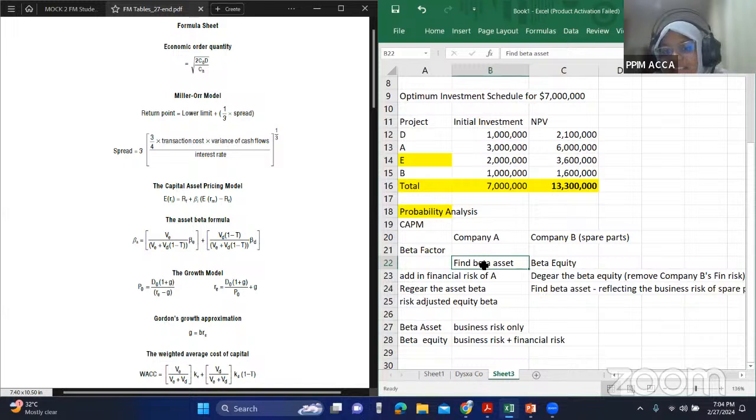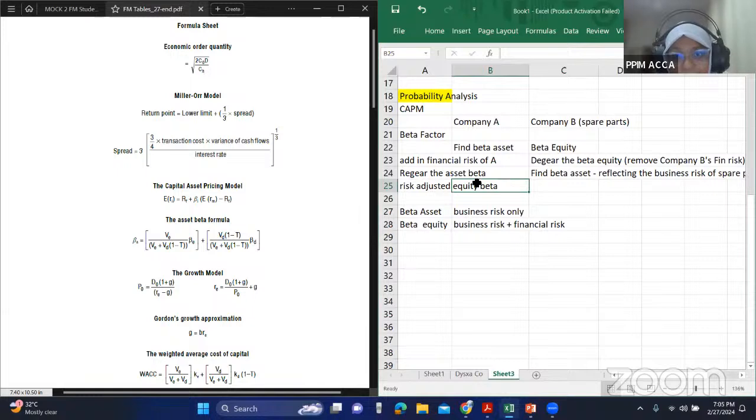Okay. Now that asset beta, you use it for company A. Company A obviously has a different capital structure, so we have to add the financial risk now to this asset beta. That's why we re-gear it. And when we re-gear it, we will get an equity beta, and this is called a risk-adjusted equity beta.